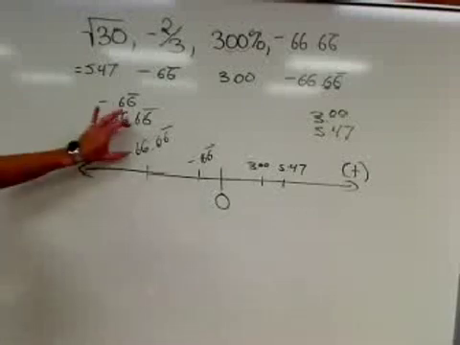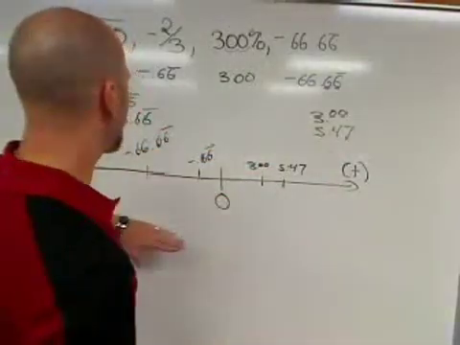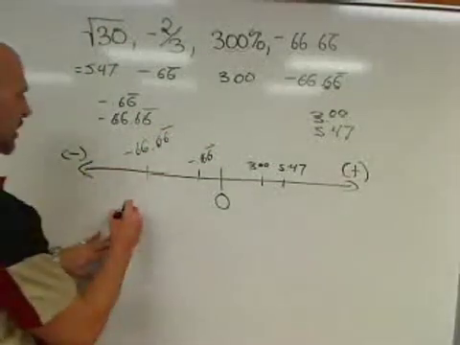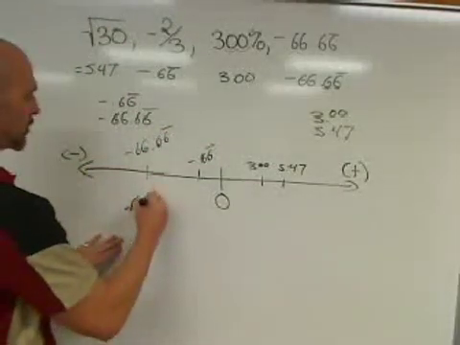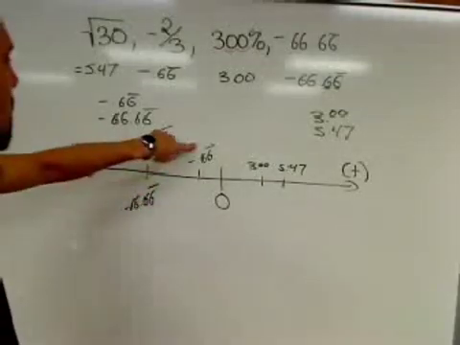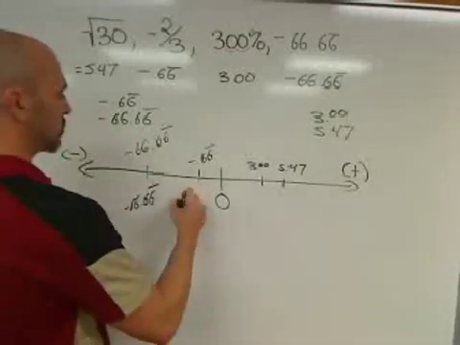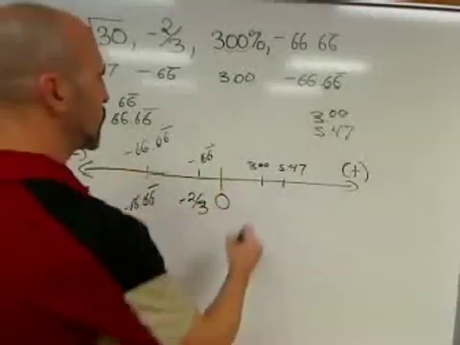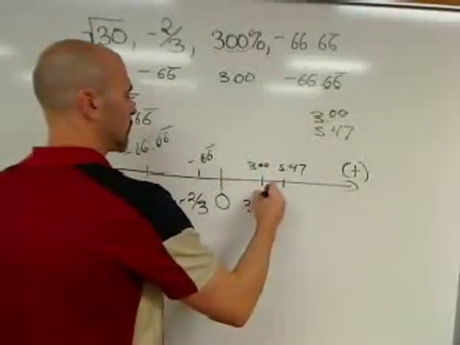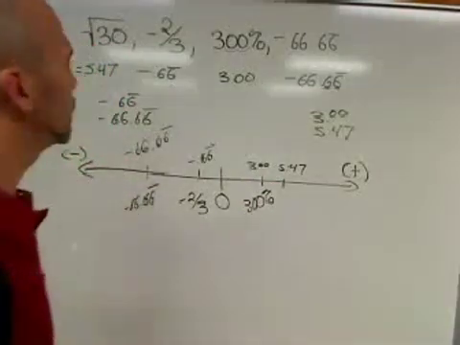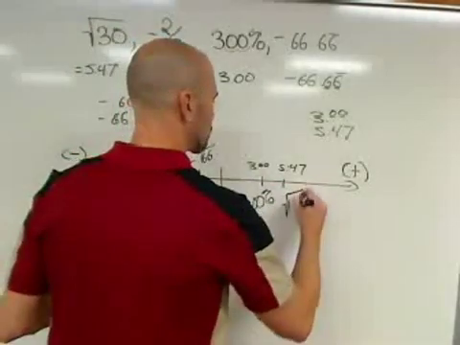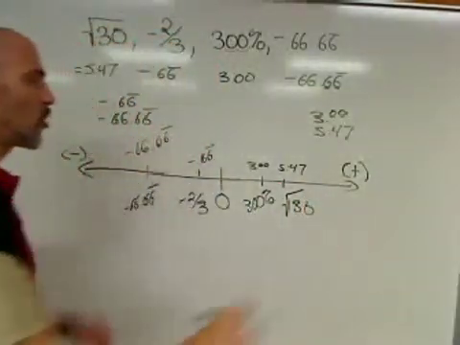So I'll put the decimal form on top, and then on bottom I put the original form of the number. So negative 66.66 was exactly that. It was already a decimal. Negative 0.66 was actually negative 2/3. 3 came from 300%. And then the 5.47 came from square root of 30. So now we've got them all in order.